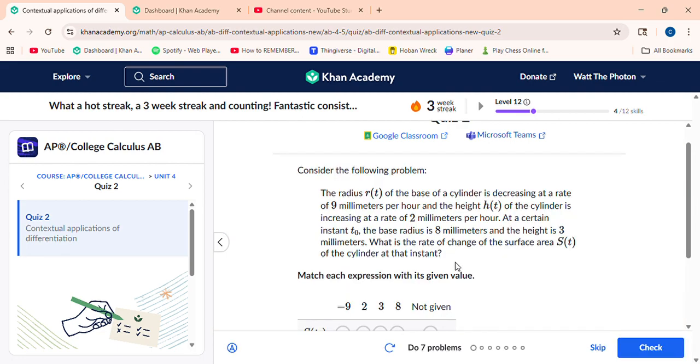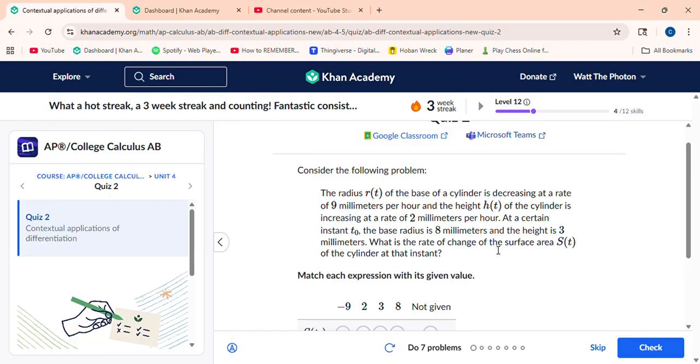Let's go. Consider the following problem. The radius of the base of the cylinder is decreasing at a rate of 9 millimeters per hour. Okay, so r'(t) is equal to negative 9. And the height, h'(t), is equal to 2. At a certain instant, the base radius is r equals 8, and h equals 3.